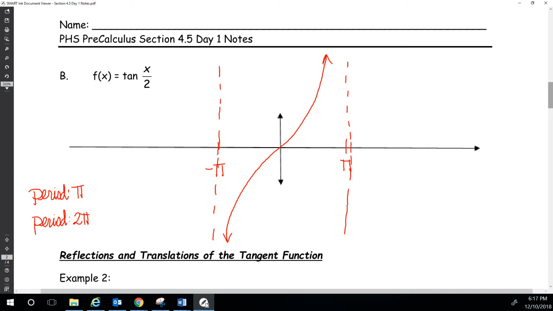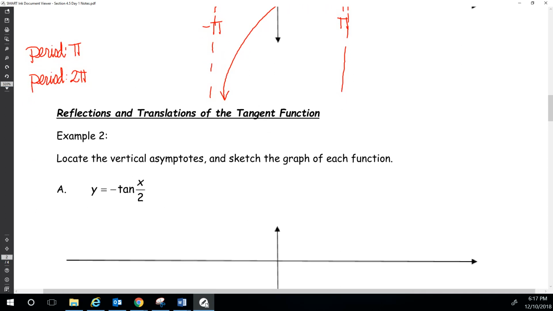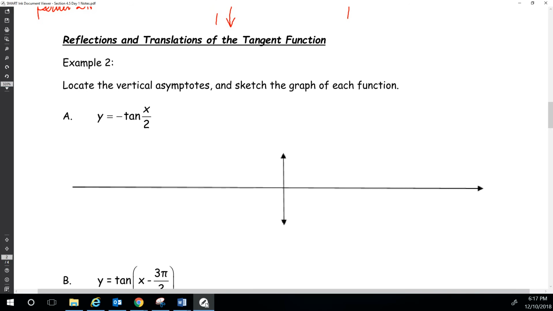All right, let's look at some more reflections, and how about some translations up, down, left, right. So for A, it looks like we just have a reflection, and then we have a period changer, a horizontal stretch. So first off, let's graph tangent of x over 2. Typical period would be pi, but the period for this one is going to be pi times 2, the opposite of that, so 2 pi.